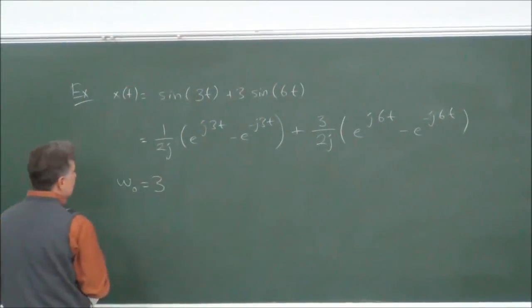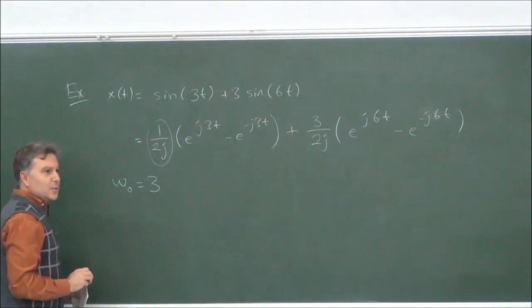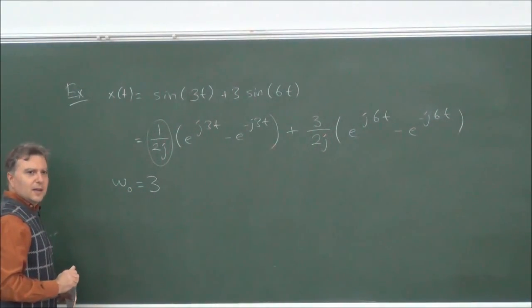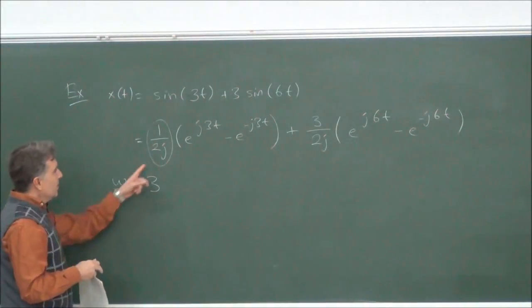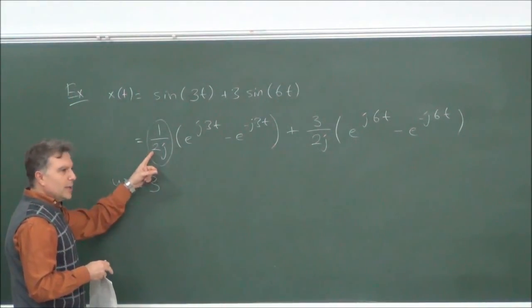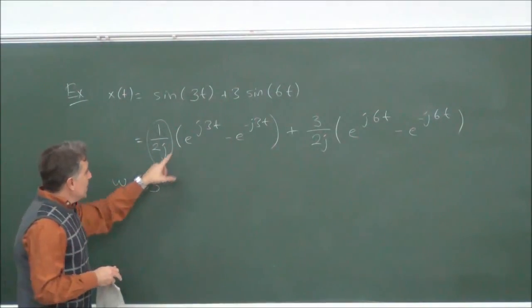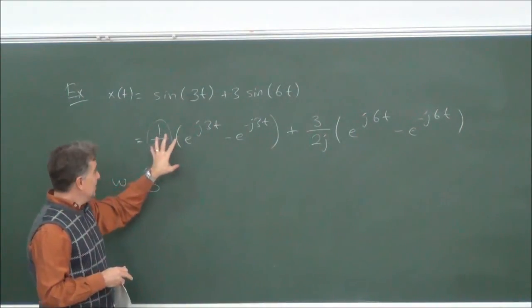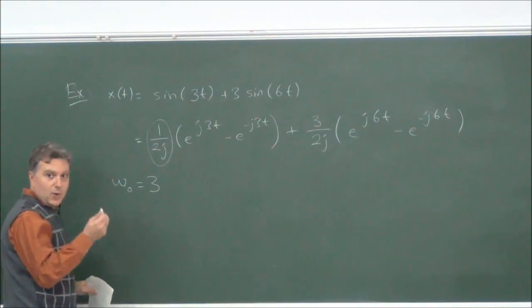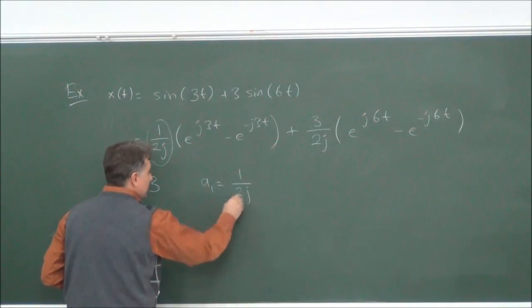So if omega 0 is equal to 3, then this 1 over 2j corresponds to what? What's the index? Is it A1, A2, A3, A minus 1, what? It is multiplying e to the j3t. So 3 is 3 times 1. So that thing is A1. So A1 is equal to 1 over 2j.